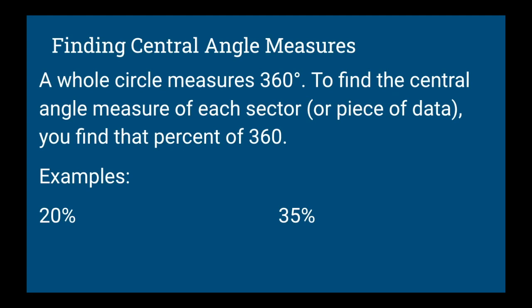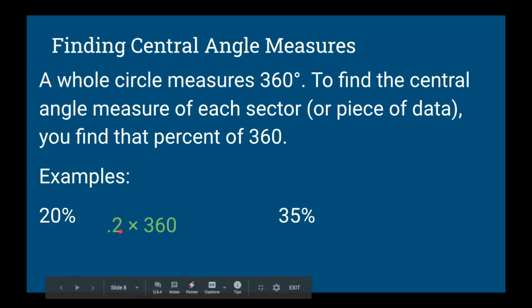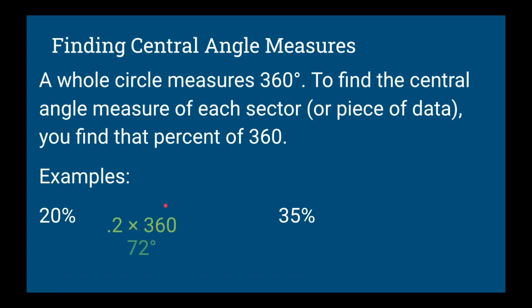So for instance, if I had a piece of data that was 20% of the total data collected, I would need to find 20% of 360, and I can do that by changing my percent to a decimal. So 20% becomes 0.2 times 360, the whole circle. Well, 0.2 times 360 is 72. So that tells me that my central angle that I measure is going to have a 72-degree angle to represent 20% of the circle.